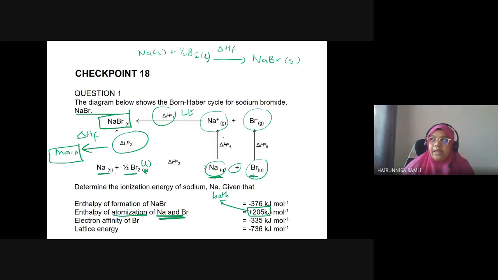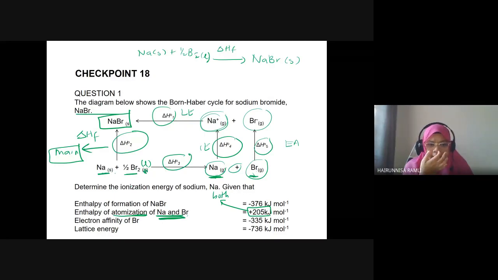You tak boleh simply bahagi dua, sebab kita tak tahu Na berapa, Br berapa. Bila dia dah campur, itulah value dia, 205. So bila you kira, you dapatlah value of delta H3. And this one, Na kepada Na plus, so this is IE, right? And then Br kepada Br minus, this is EA. And now they ask to determine the ionization energy. Now they nak this one, delta H4.